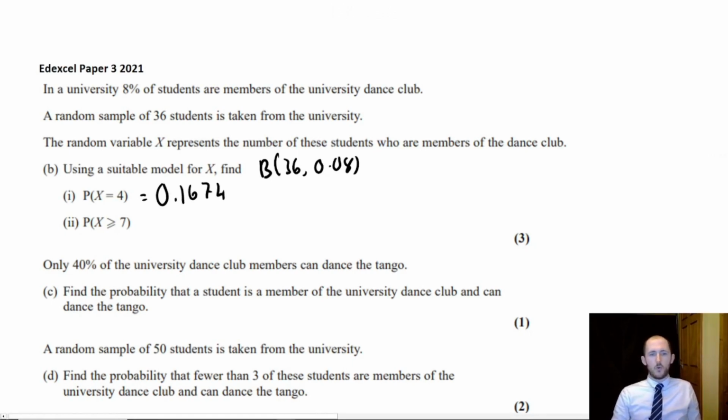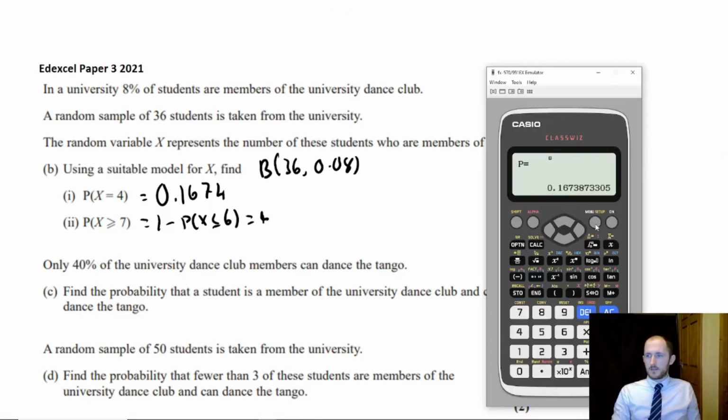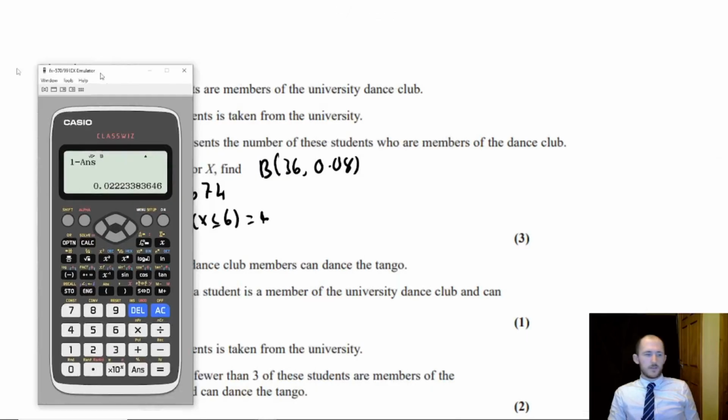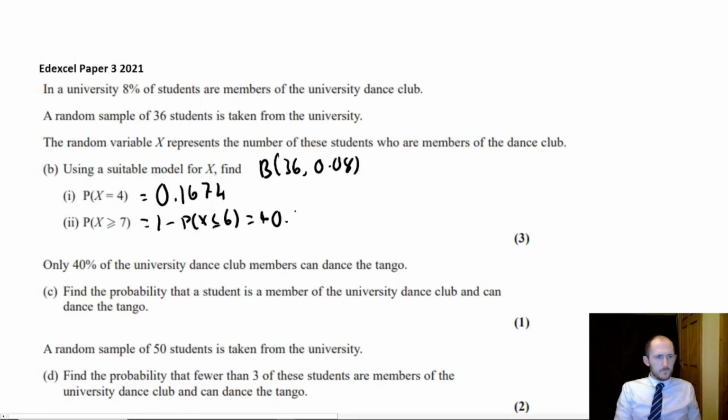0.1674. So again, normally 4 decimal places is preferred, or 4 significant figures. So this would be 1 minus the probability that it's less than or equal to 6. So 1 minus, and then actually we're just going to work this out all in one go, because we're amazing at maths. Binomial CD, variable, and what we're doing is changing it to 6. Okay, perfect, and then go back, 1 minus answer. Cool. 0.2222. That's it. 3 marks. Pretty quick, pretty easy, not too bad.